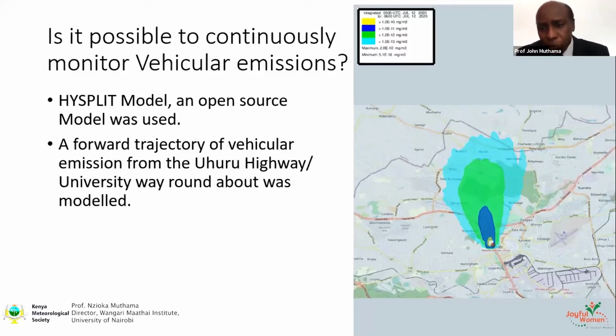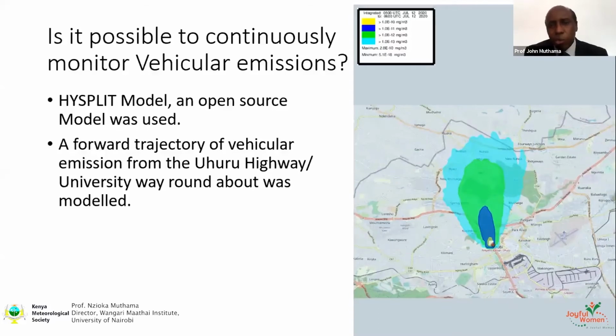I chose, you may bear with me, one may look at it like it's a bit selfish, the roundabout at Uhuru Highway and University Way, at 8 a.m. on, I think this was the 12th of July, to the right. So when you have vehicles there and they are emitting, in this case, I put some vehicles emitting 50 micrograms per meter cubed.